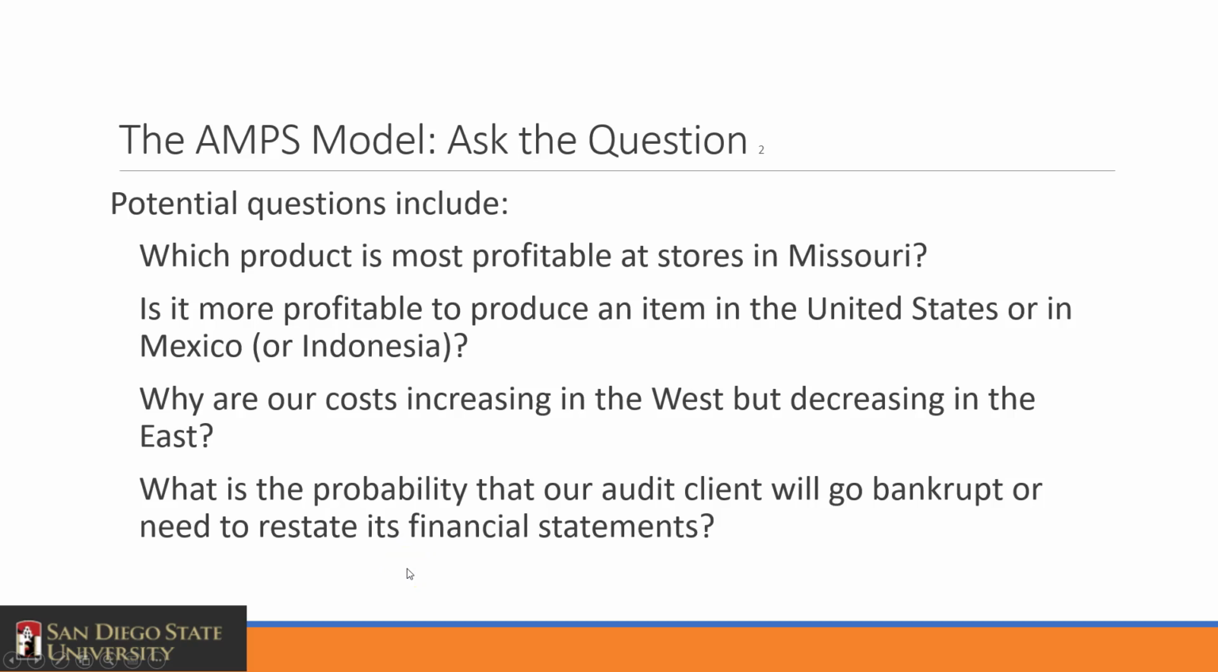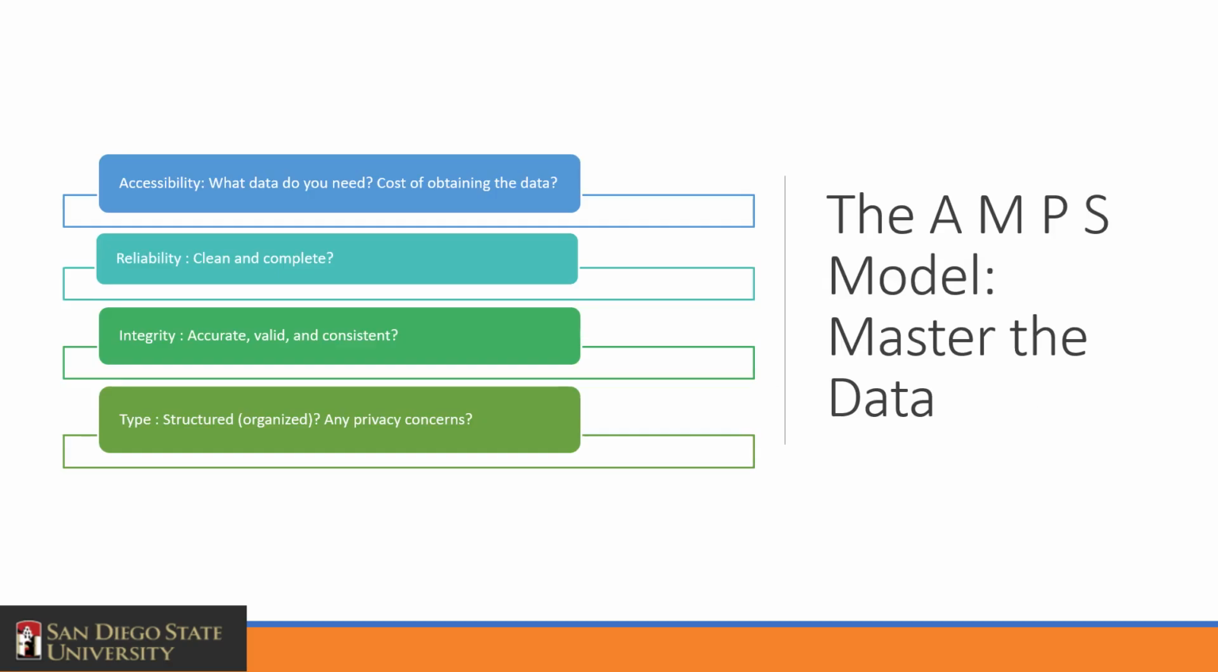Ask a question. What do you want the data to tell you? The data are there, but you have to ask a relevant question to help you make decisions. Common questions would be like, which product is most profitable at certain stores? Is it more profitable to produce an item in the United States or in foreign countries? I'm not going to go through all the questions. Those are all valid questions that management wants to know the answer to. So you ask a question and then you look for the data.